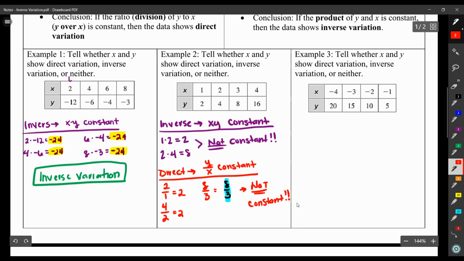Well, since it's not inverse variation and it's not direct variation, that means the answer has to be that this is a neither. This is just a function. It's a random function. And let's try the third one.